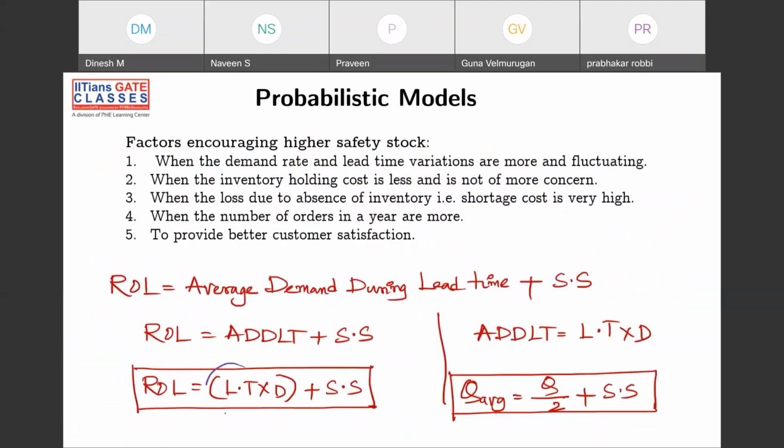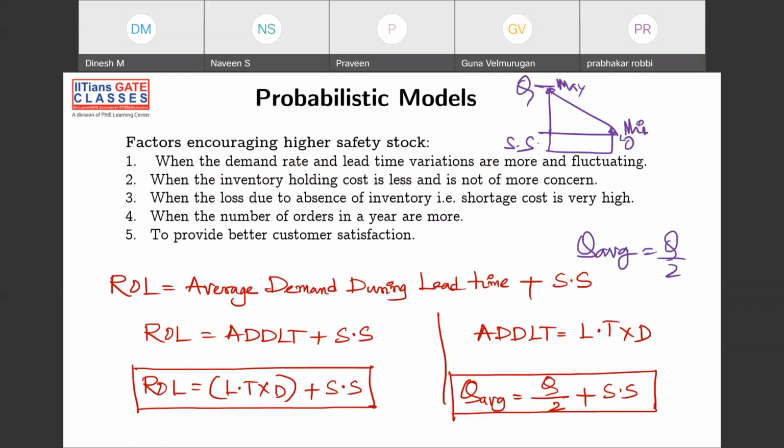So ADDLT is nothing but lead time into demand, and average inventory can be written as Q by 2 plus SS. In the previous slide, when we were discussing these things, this is your maximum, and this is your minimum, and this is your Q, this is your 0. We said that average is nothing but Q by 2, right? But here, along with Q by 2, we are having safety stock, right? So average is Q by 2 plus safety stock. That is what you have to add extra. Okay.